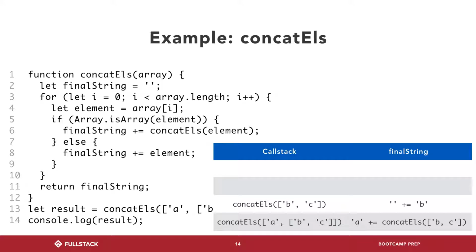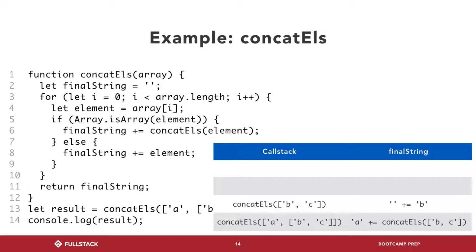When I call concat else to the call stack, notice how concat else also has its own version of final string, right? Because I'm not modifying the final string from this concat else. I have my own concat else for this call. I'm defining a new version of final string each time I call this function, okay? So my new version of final string, at the very beginning, is going to be empty. And then as I go through this array of B comma C, I'm going to add my own thing to it.